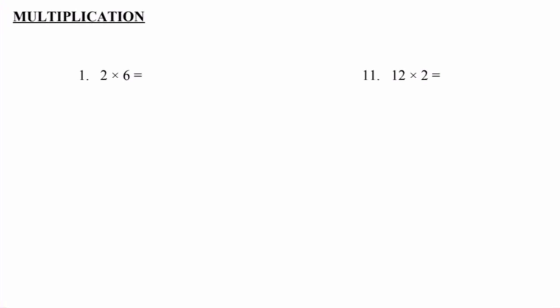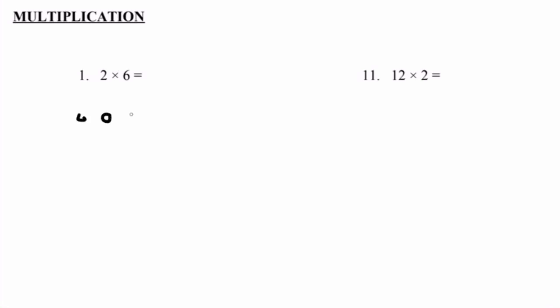Second topic is multiplication, and it's asking us to multiply the numbers below. Number 1, they give us the equation 2 times 6. 2 times 6 can also be referred as two groups of 6. Let's draw it out so it's easy for us to multiply.